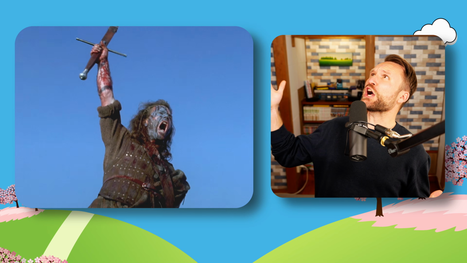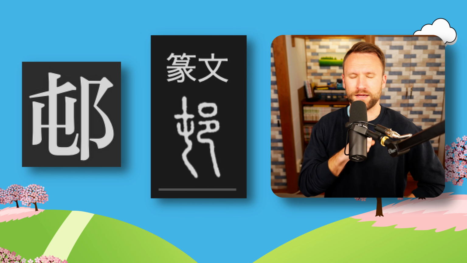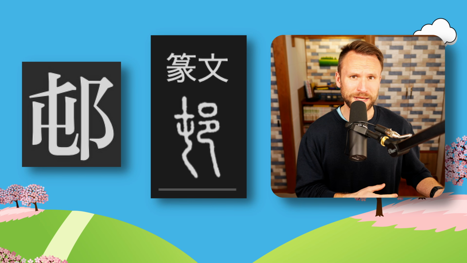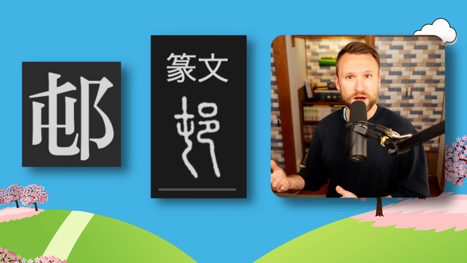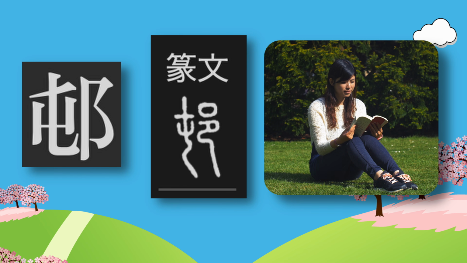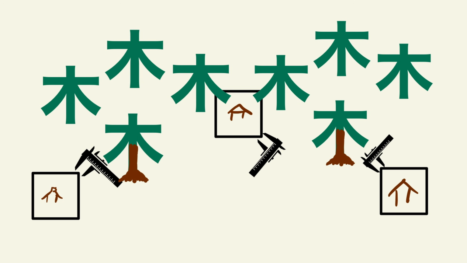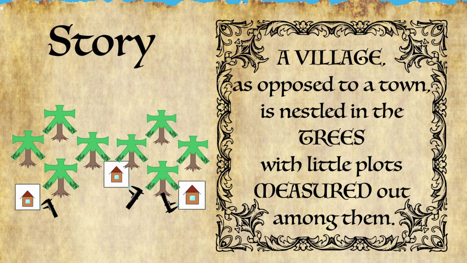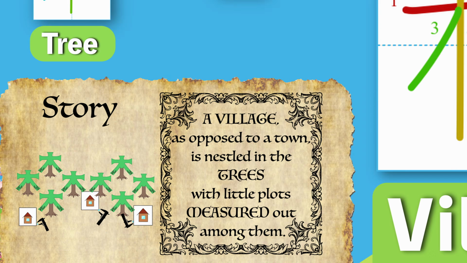The modern version uses tree on the left for meaning, and small measurement on the right to get its Chinese reading of son. One explanation said that the tree indicates people living among the shade of trees, which you would expect in a small village, more than in a town. Our story follows along those lines as well. A village, as opposed to a town, is nestled in the trees with little plots measured out among them.